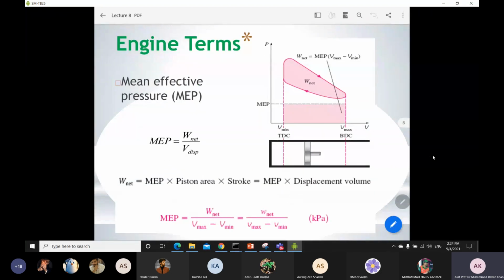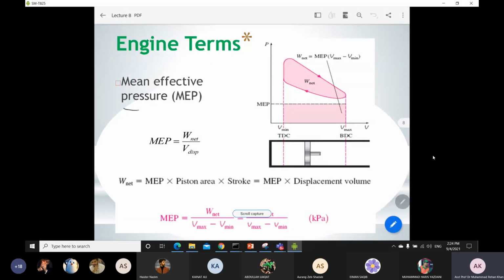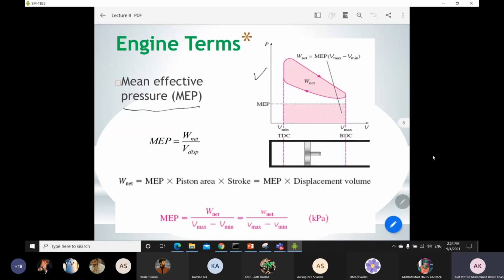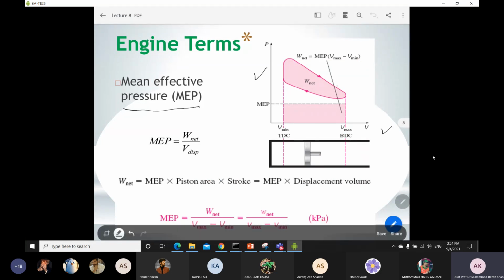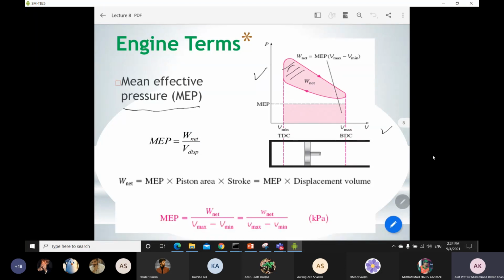Okay, so another important term which we use frequently in the analysis of engines and engine cycles is called the mean effective pressure. In order to understand this well, we have to see this PV diagram. If you just notice over there, you can see this area, which is the area under the curve for one cycle.